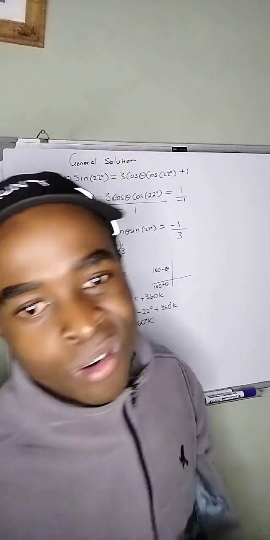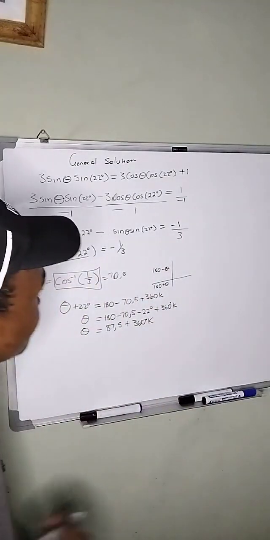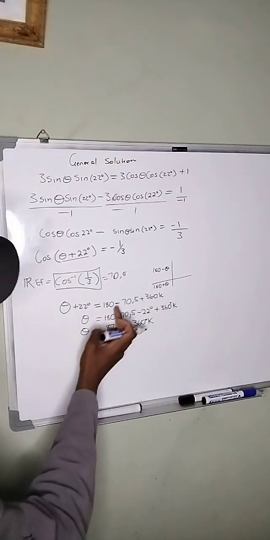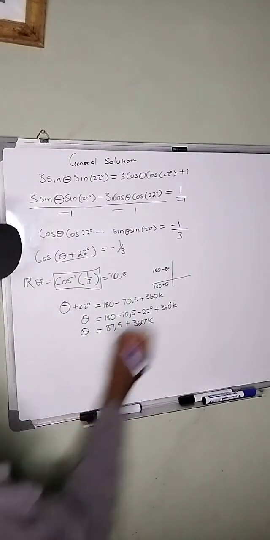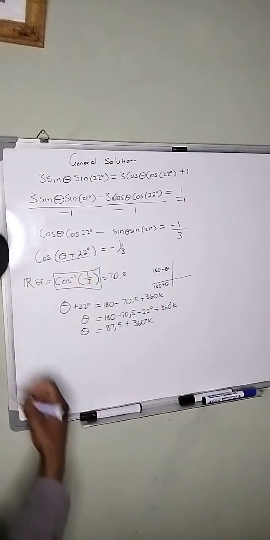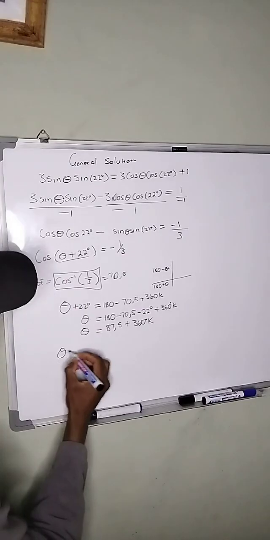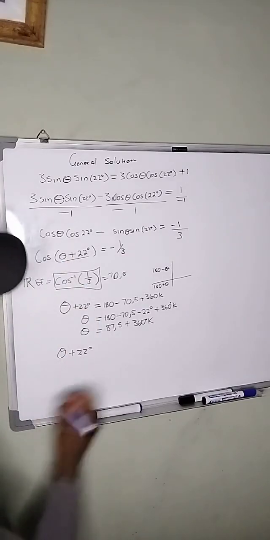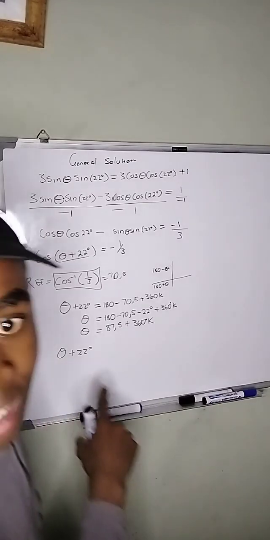So let's move to the second quadrant, guys. On the second quadrant, we are obviously going to do the same thing, our plus 2, this being the general.